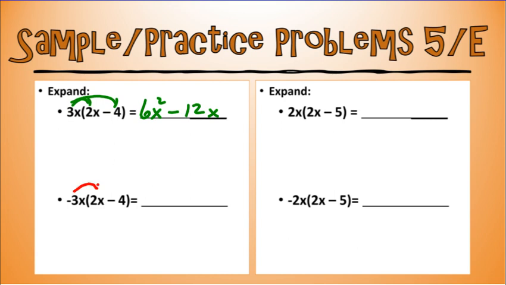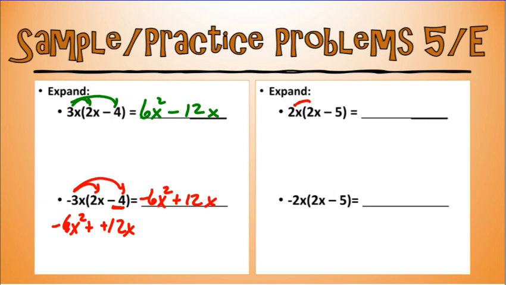Next one, negative 3x times 2x would be negative 6x squared. Negative 3, and here I would treat this as a negative 4. So negative 3 times a negative 4 is a positive 12, and then I have an x. The other way of doing that would be negative 6x squared minus negative 3 times 4 is a negative 12x. Because you're subtracting a negative, that makes it a positive.